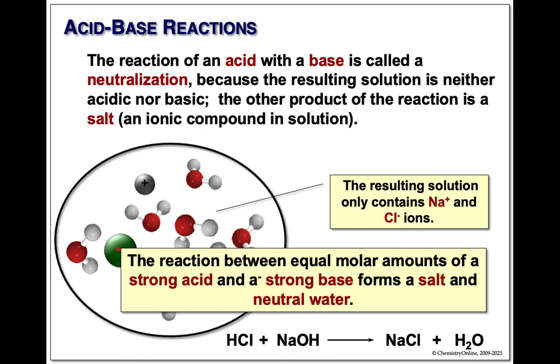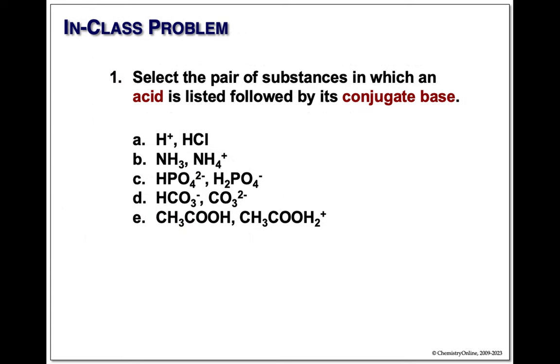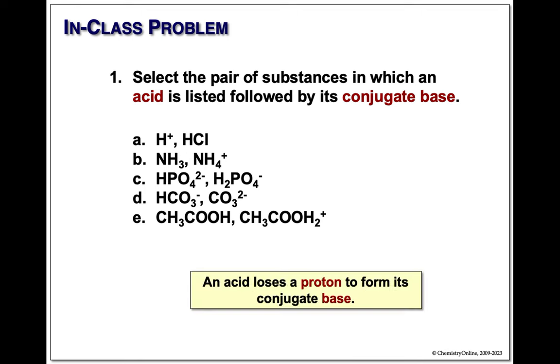Well, let's look at a couple poll test questions here. Select the pair of substances in which an acid is followed by its conjugate base. Okay. HCl is an acid, right? So is hydronium. Remember, the acid will lose a proton, the leftovers are the conjugate base. If this lost a proton, there'd be nothing left. Well, that's all right.